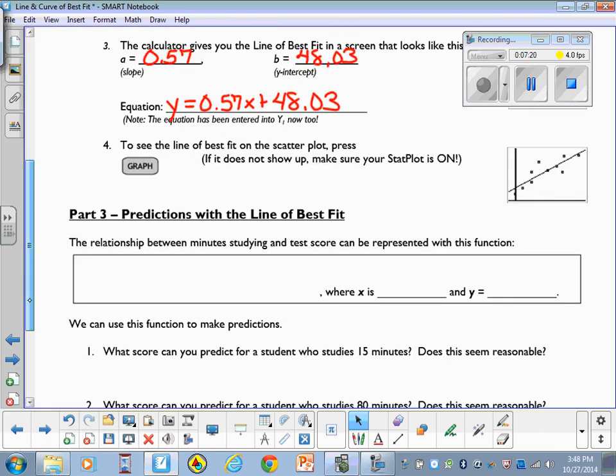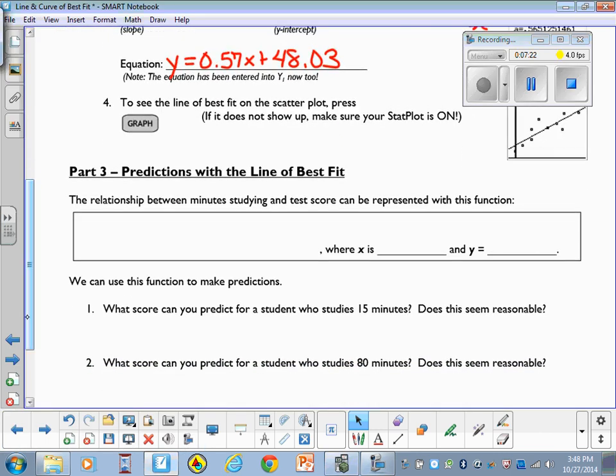Okay, let's take a look. The relationship between minutes studied and the test score can be represented by the function y equals 0.57x plus 48.03, where x is the minutes studied and y is the test score.